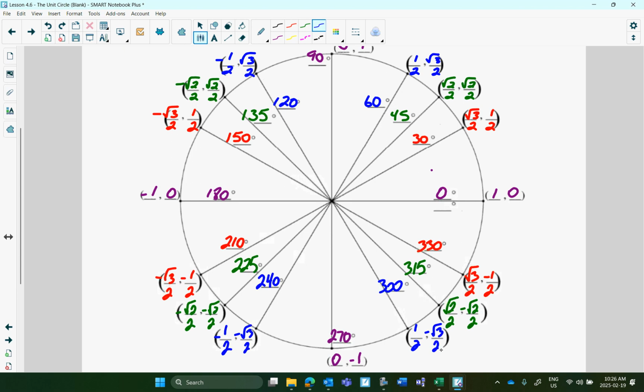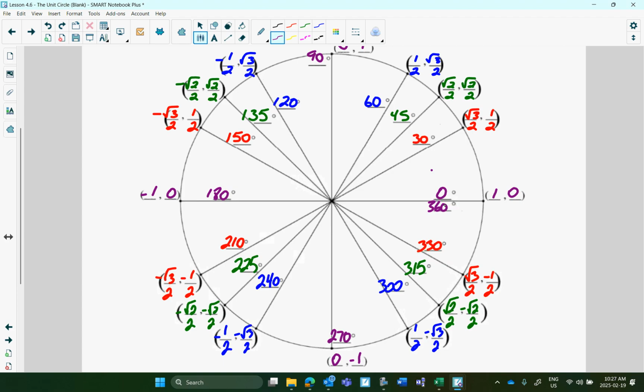There's only one I forgot. You may be able to see it. It's with 0 degrees. Not only is this 0 degrees, but it is also 360. So really, I can say at 0 degrees, the point on the unit circle is 1, 0. At 360 degrees, the point on the unit circle is also 1, 0. That is the unit circle.